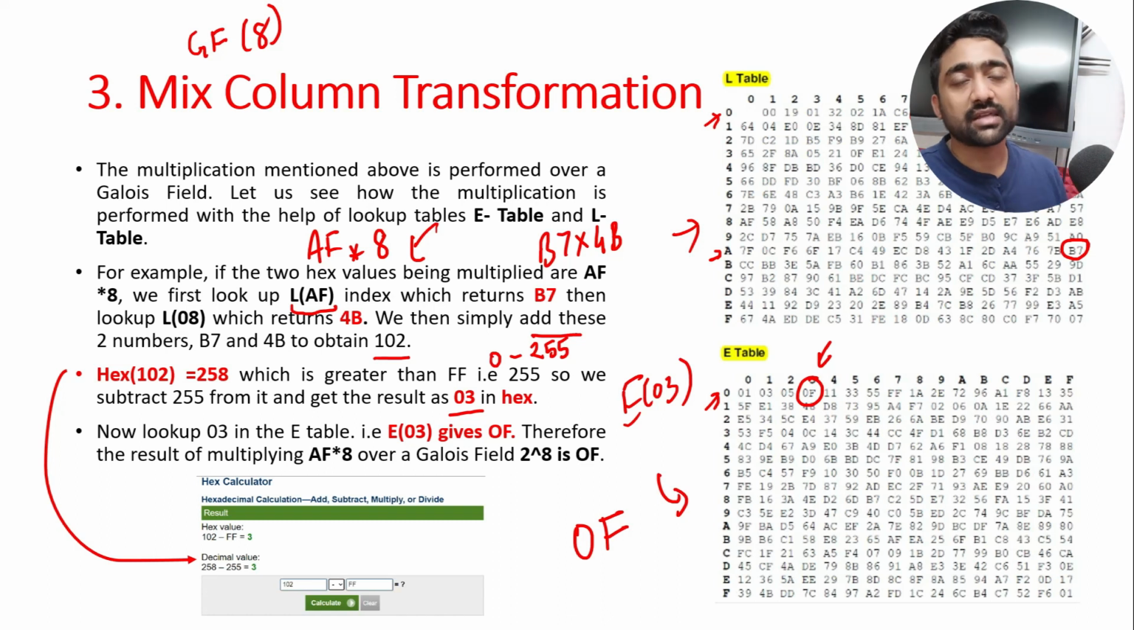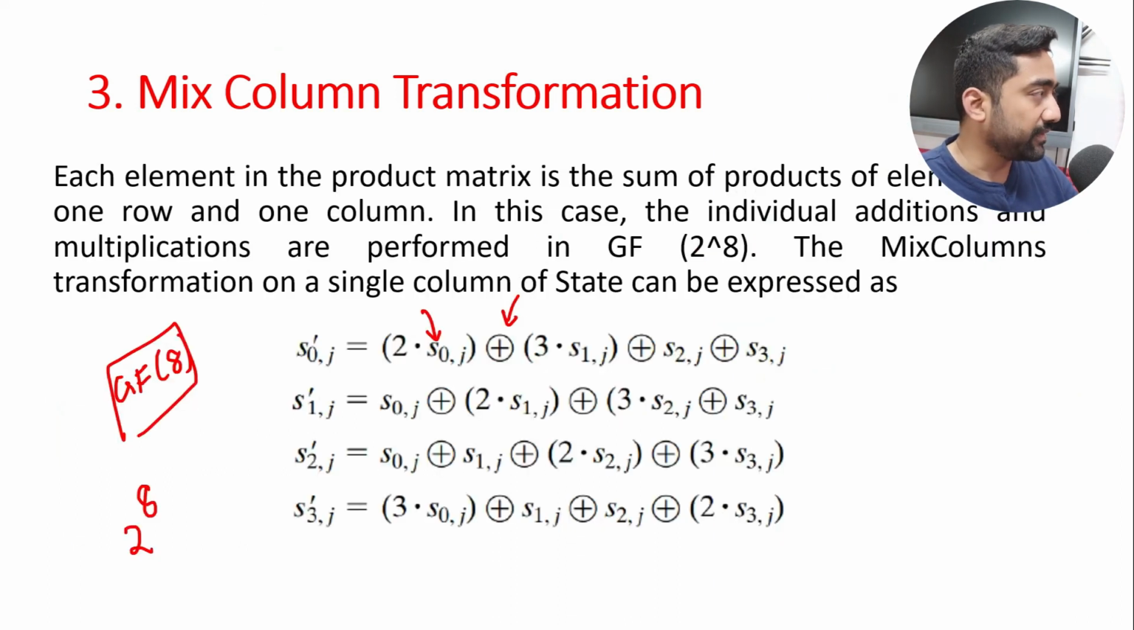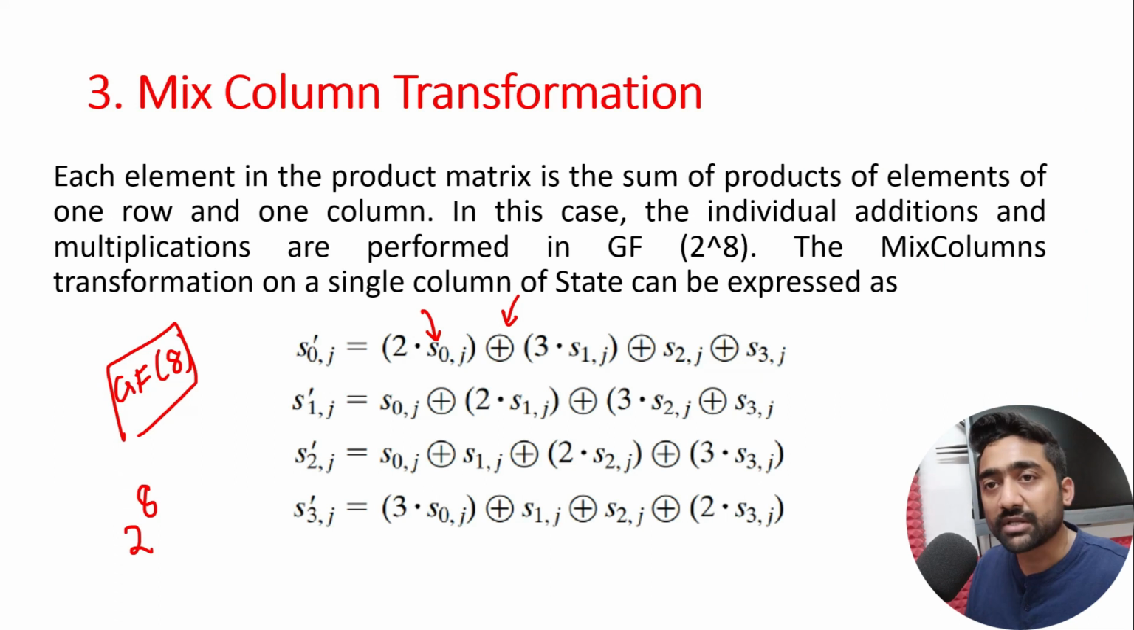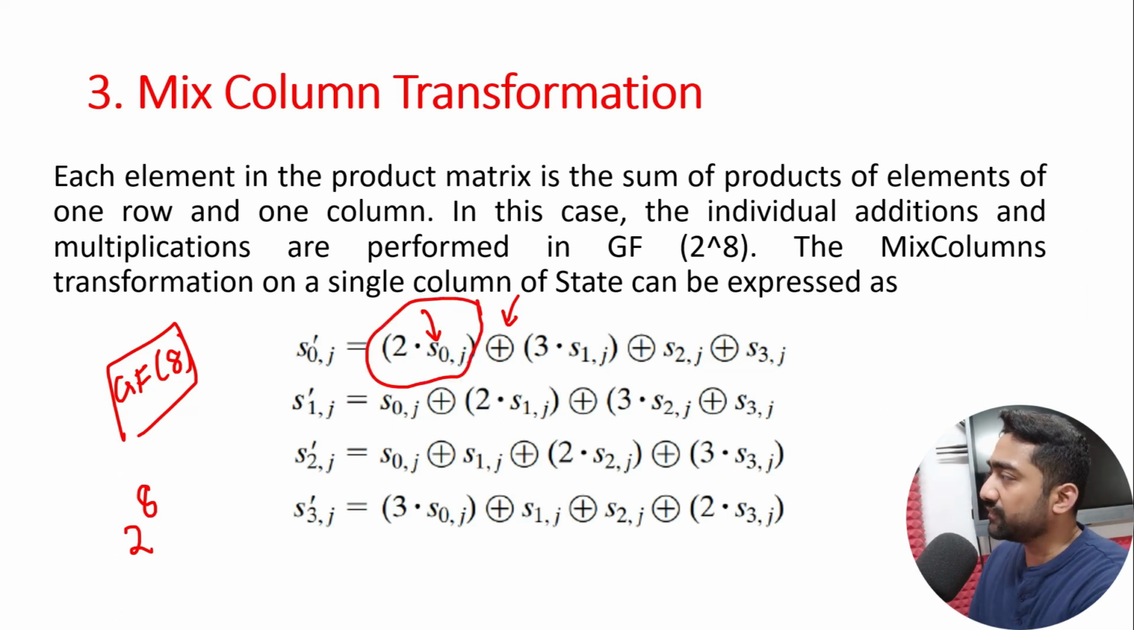Clear? So this is how you got the output of one particular operation in mixed column transformation. So if we go back, this is how the mixed column transformation looks like, right? So for simplicity, I can assume that we got one of the values from these 16 operations. Okay, so we got one value. In the same way, we have to perform all these operations.